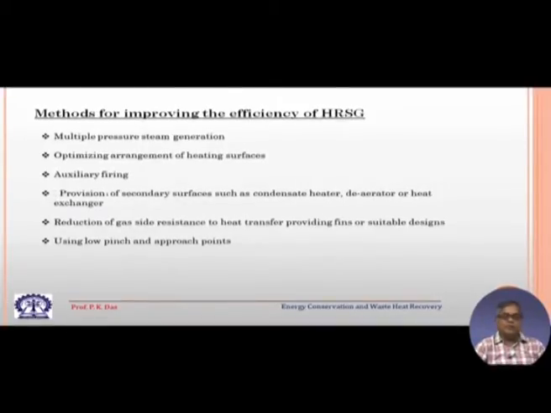Optimizing the arrangement of heating surfaces. When we go for a large system, let us say a dual pressure system, for each pressure there will be an economizer, an evaporating section, a superheater, and again we can go for reheating of the steam. So, there are so many heat exchanger surfaces, and obviously one can think of how these surfaces can be arranged with respect to the flue gas path, so that maximum exchange of thermal energy is possible.